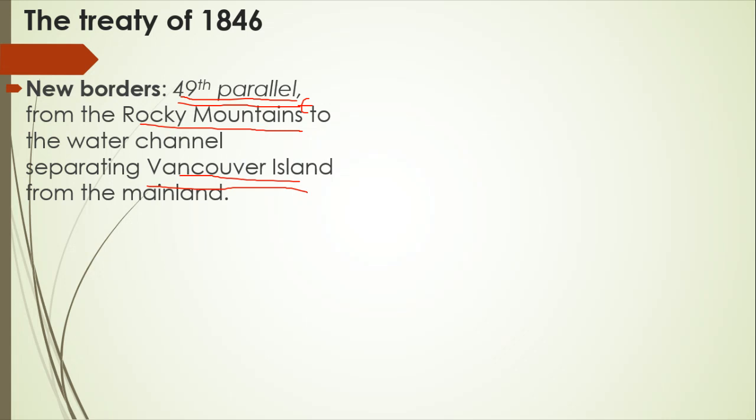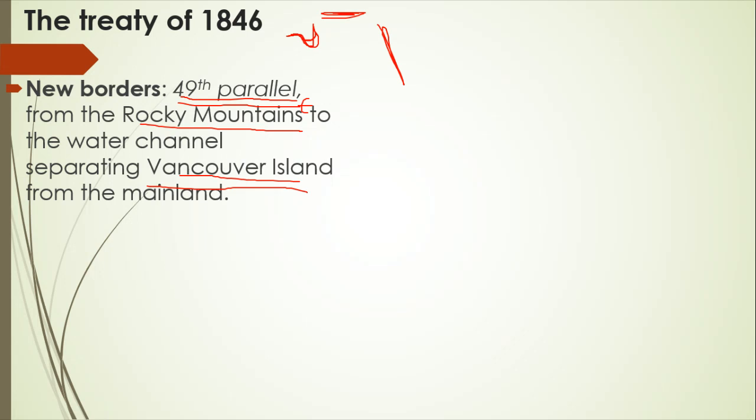All right, these are the new borders. These are the new specific borders. The 49th parallel, but remember, the 49th parallel, that's just the northern border. The eastern border is going to be the Rocky Mountains, and the western border is going to be this little water channel here, which separates Vancouver Island from the mainland.